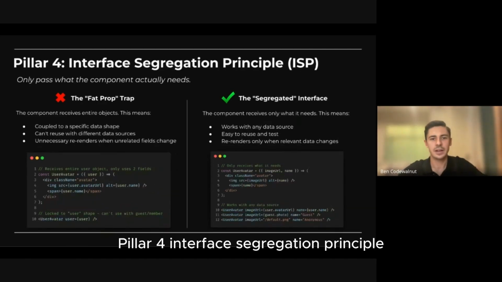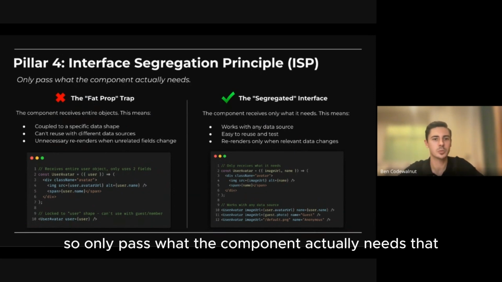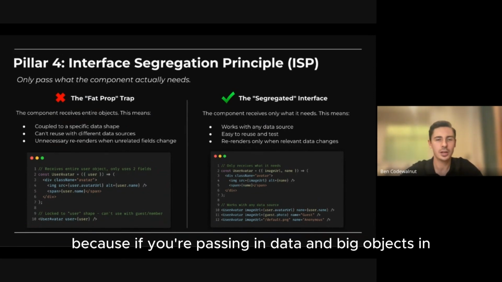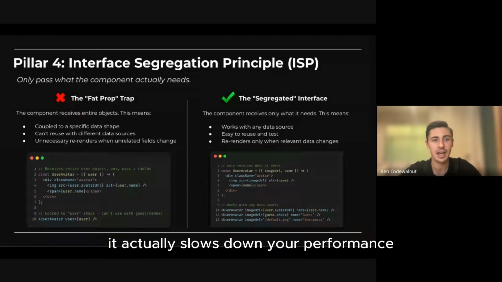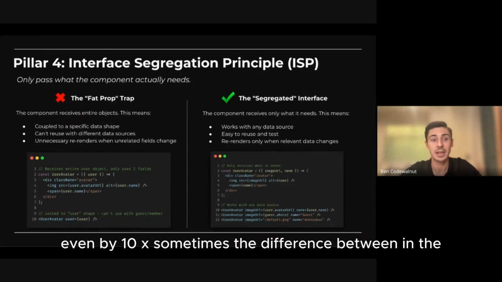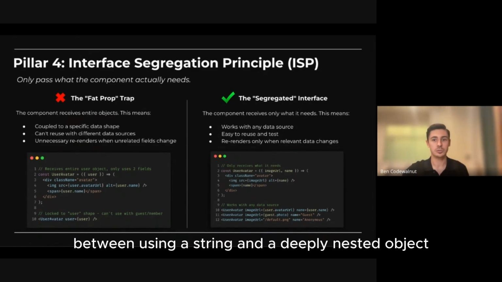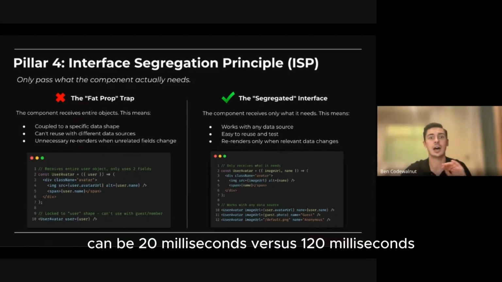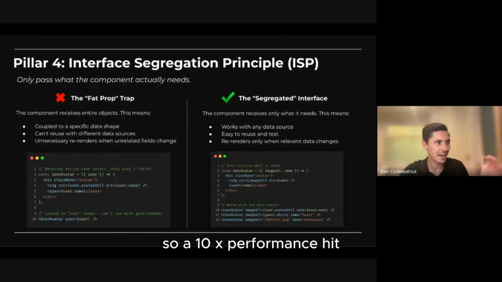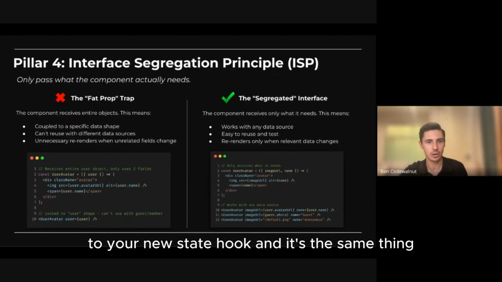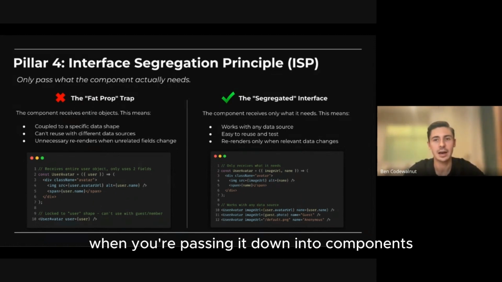Pillar 4, interface segregation principle. So only pass what the component actually needs. And this makes a huge difference, because if you're passing in data and big objects in, it actually slows down your performance, even by 10x sometimes. The difference in useState, for example, between using a string and a deeply nested object can be 20 milliseconds versus 120 milliseconds. So a 10x performance hit just because you're passing huge objects in to your useState hook. And it's the same thing when you're passing it down into components.